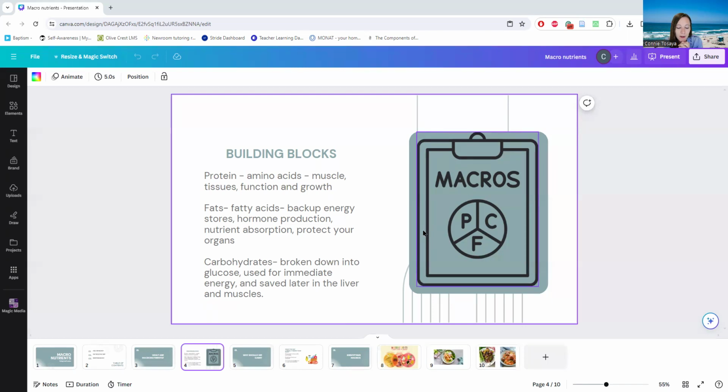And then last but not least, carbohydrates is our third macronutrient. When we consume carbohydrates, they are broken down into the building block of glucose. Glucose is used for immediate energy and it's saved later in the liver and muscles for stored up energy for later on. Carbohydrates are the basic unit of all life. Carbohydrates are used for energy in everything.